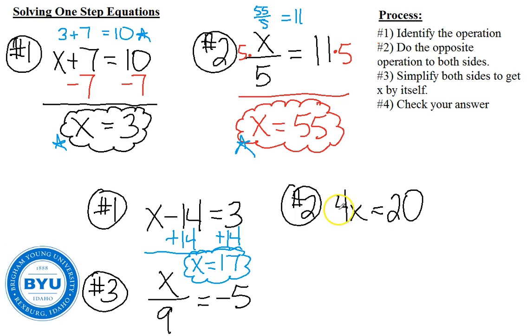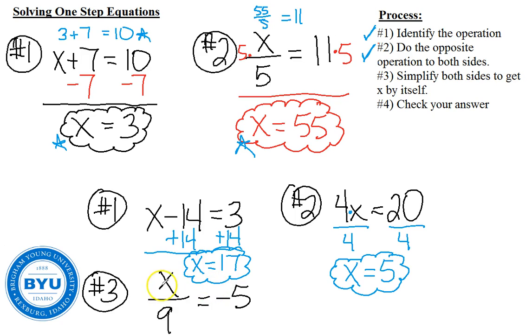Now let's do number 2. Here we have 4x equals 20. Let's identify the operation. The operation is multiplication. It's 4 times x. Okay, what's the opposite of 4 times? The opposite of multiplication is division. So we're going to need to divide by 4 on both sides. We divide by 4 and we're left with x equals 5. You can check this answer and you'll see that you're right.